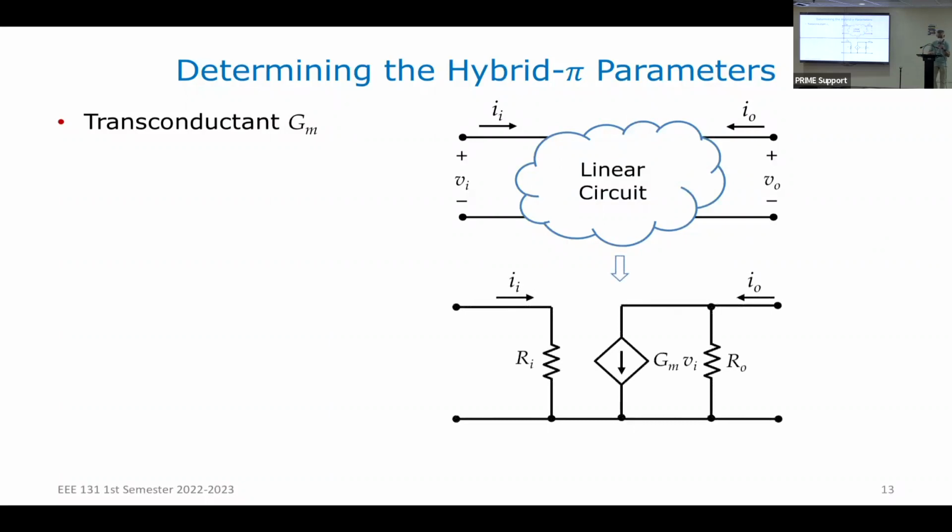Let's assume this is the Norton model, the Norton equivalent. Okay. How do we get the transconductance? Sandali, ano?